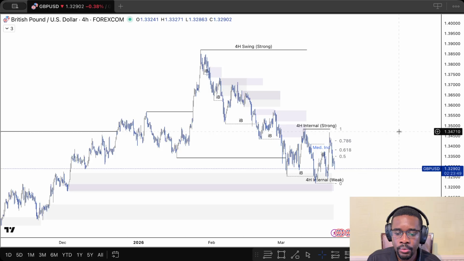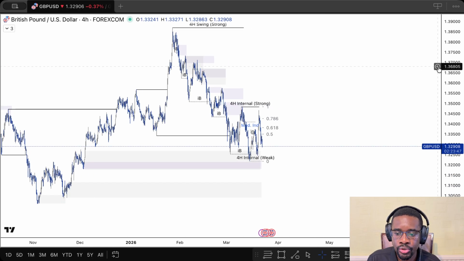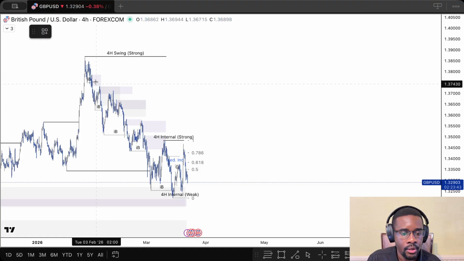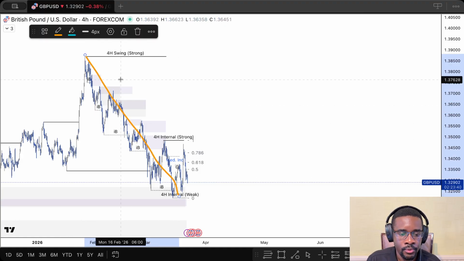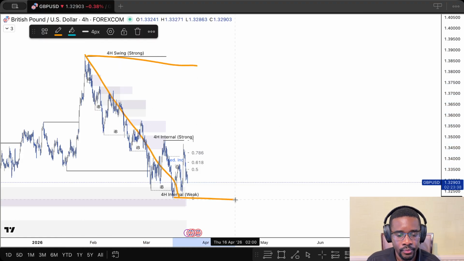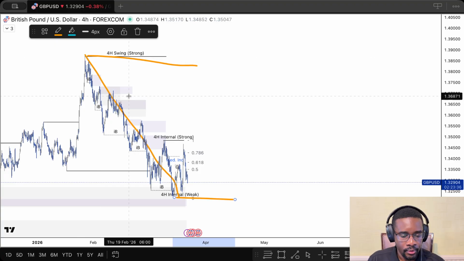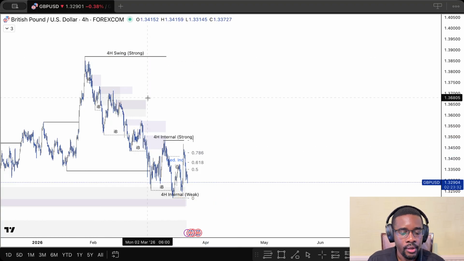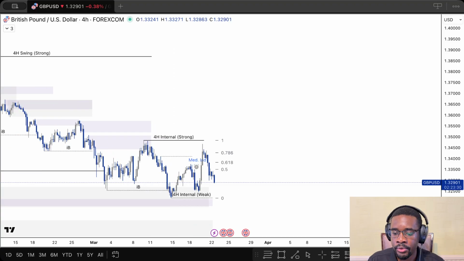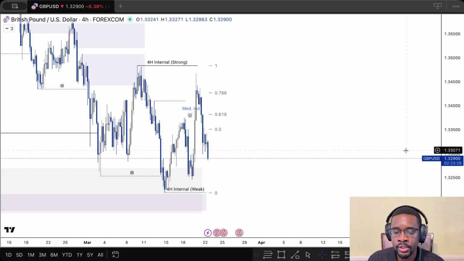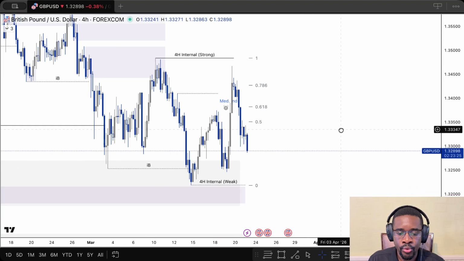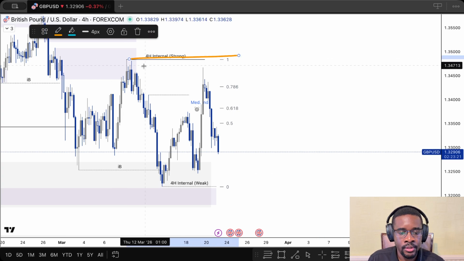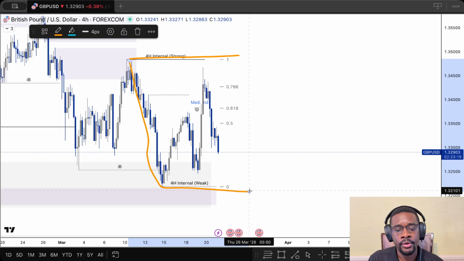So we know that our 4 hour range, this is my 4 hour swing range, which is bearish. However, when looking at current price, because this is what we need to make decisions for our trading today, this will be the range that we are focusing on.